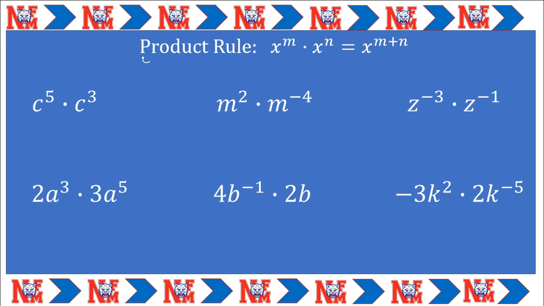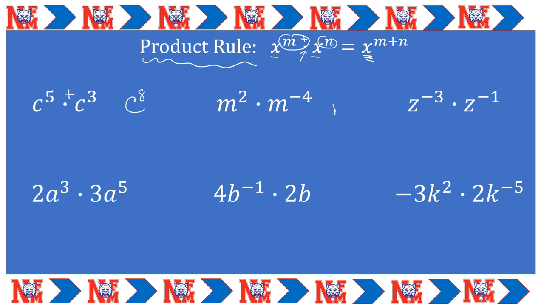Okay, now we're going to apply the product rule, and what we're doing is simplifying. So if you have two bases that are the same and the operation is multiply, you write the base, so you're not multiplying anything, you write the base and you add the exponents. Then you just have one single factor instead of two separate ones. So here our base is C, and then we're going to add 5 plus 3.